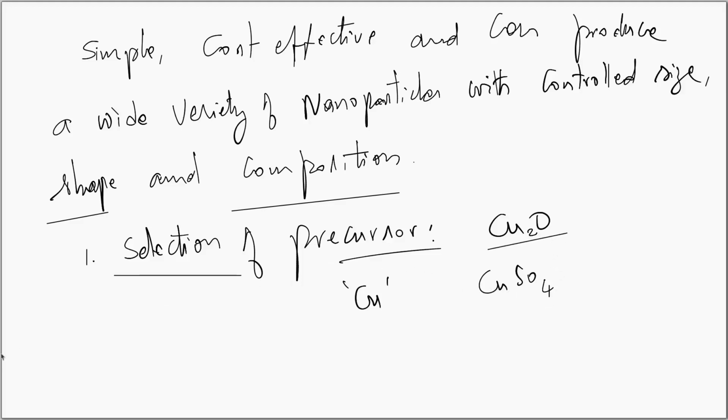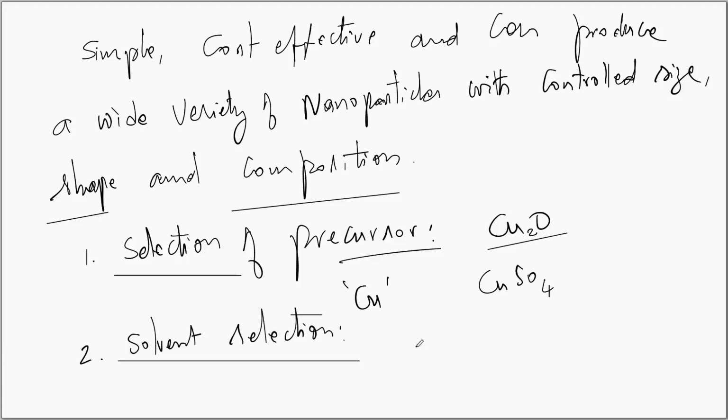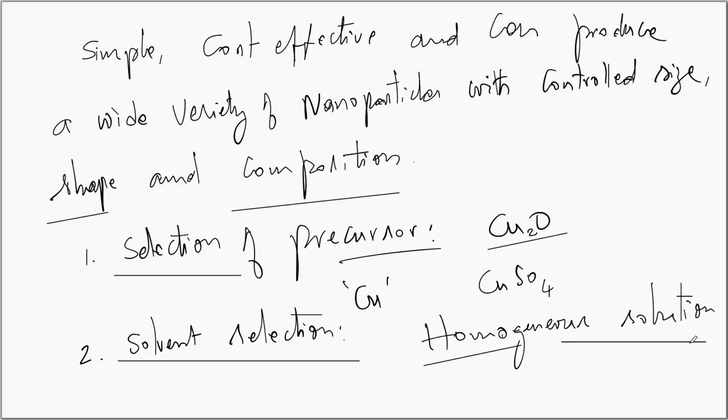The second step is solvent selection. A solvent is selected based on the precursor's compound. The solvent should be able to dissolve the precursor compound and provide a homogeneous solution. So the solvent should dissolve the precursor and it should produce the homogeneous solution.